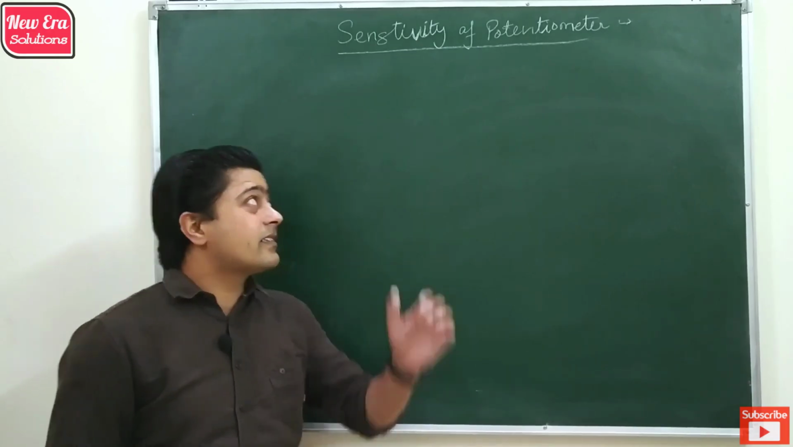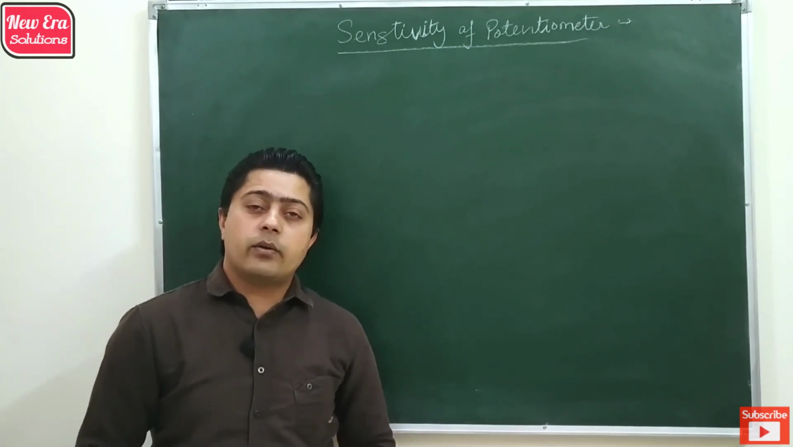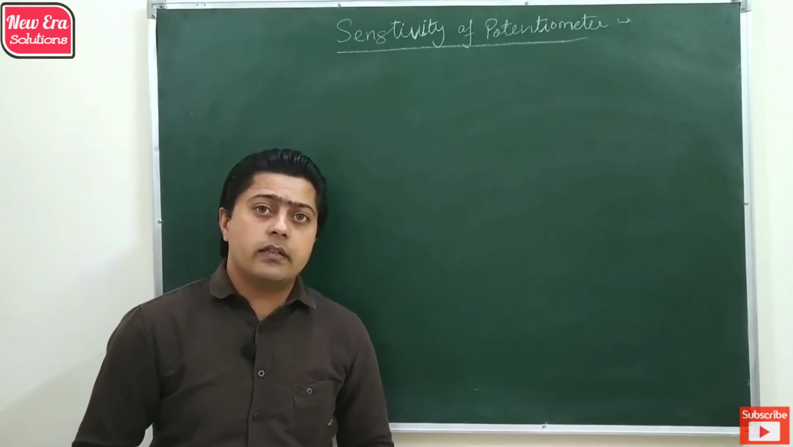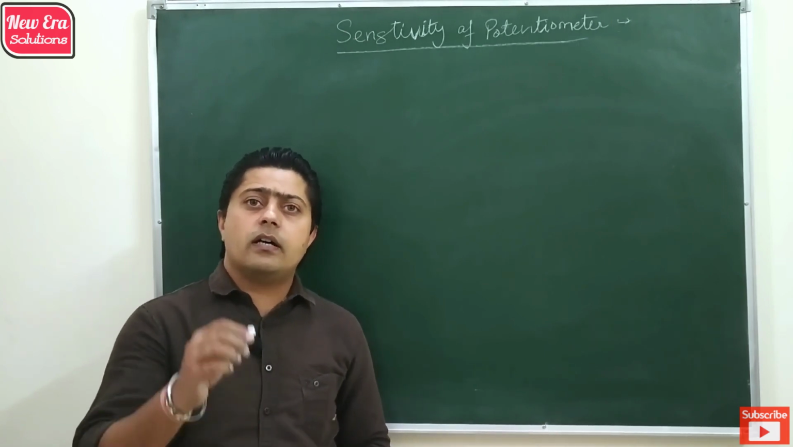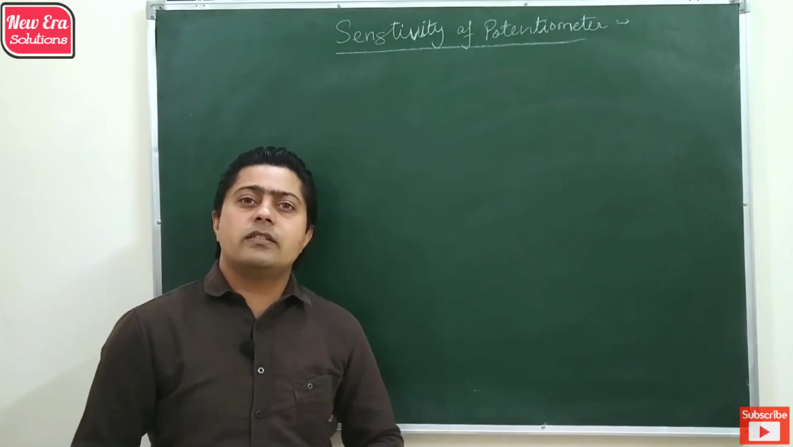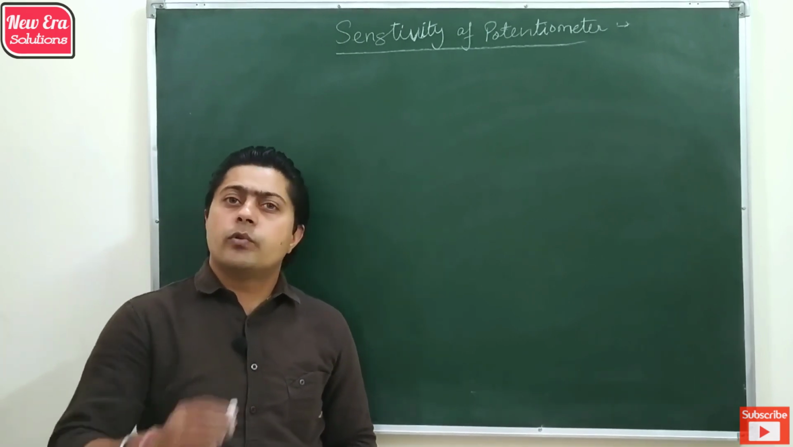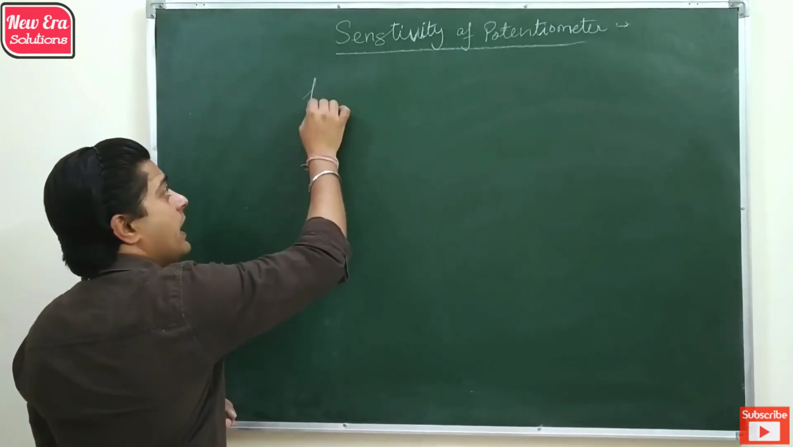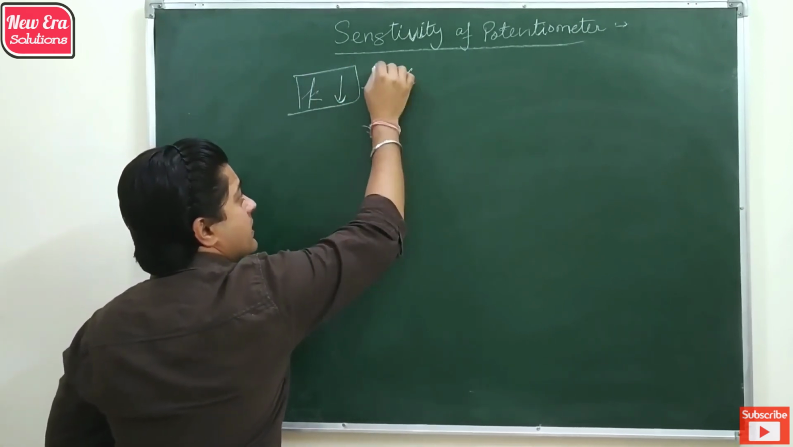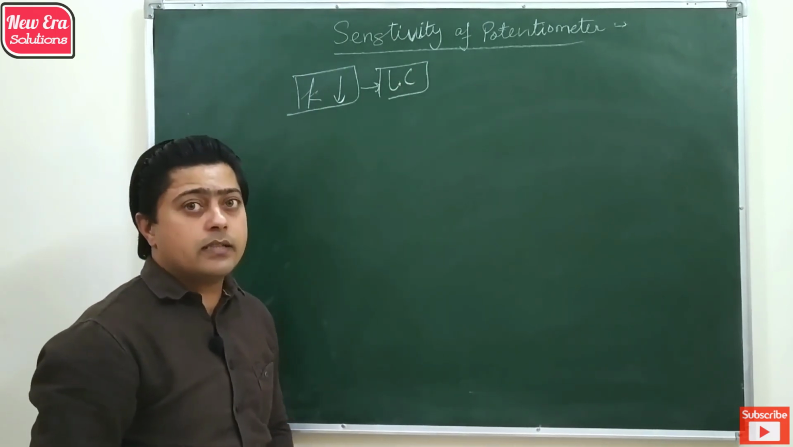Now let's discuss the sensitivity of a potentiometer, because a potentiometer is considered to be more accurate if its sensitivity is high. Sensitivity is the ability due to which a potentiometer can measure even a small potential difference, or it will provide a significant change in balance length if there is a slight change in the potential. To increase the sensitivity, we have to reduce the potential gradient, which is the least count of the potentiometer, because we know the lower the least count, the higher the sensitivity.